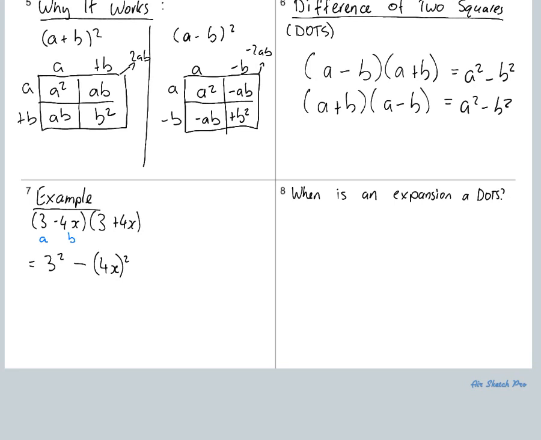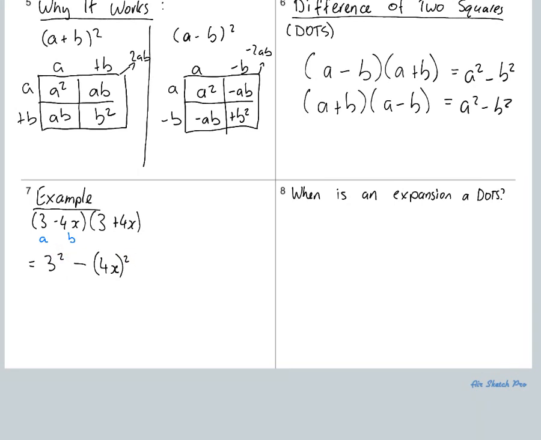So dots, difference of two squares. You can see that the expansion is a square minus another square, and minus means difference. That's the other word we can use for it. It's a difference of. So that's where dots comes from, difference of two squares.